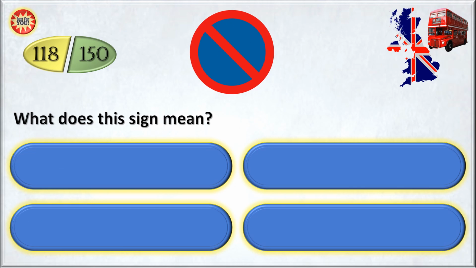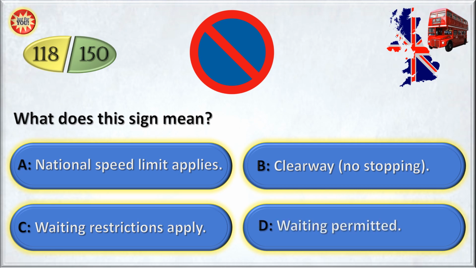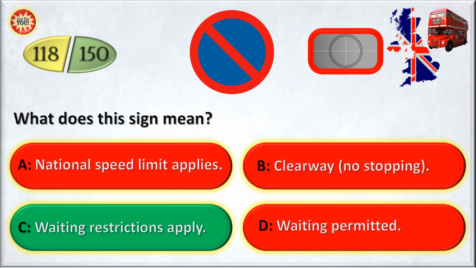What does this sign mean? National speed limit applies. Clearway, no stopping. Waiting restrictions apply. Waiting permitted. Waiting restrictions apply.